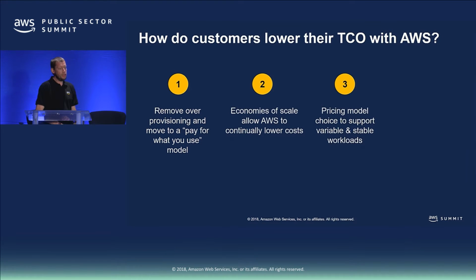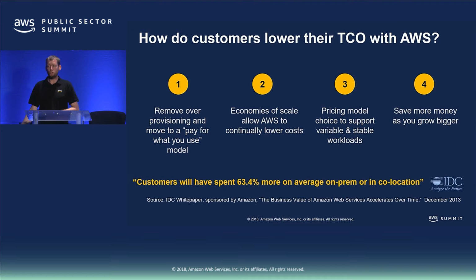Second option is economies of scale. And I'll talk about why using a hyperscale cloud provider like AWS will allow you to drive those economies of scale. We also support lots of different pricing models to support variable and stable workloads. So if you've got a workload that runs 24/7, there's a separate pricing model that we can recommend compared to something that's very spiky or on demand. And then lastly, as you use more of AWS, we have pricing models that help drive those costs down further.